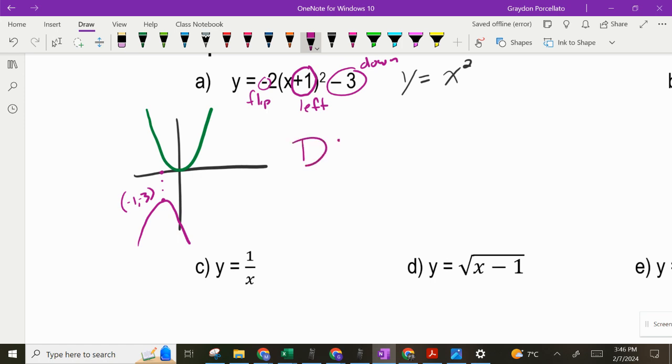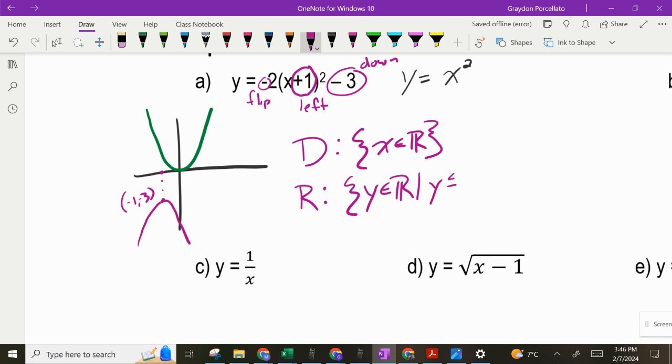Absolutely. Our domain is x is an element of all real numbers. Well, that's always the case for a parabola. And our range, well, we can do that as well. Y is an element of all real numbers such that y has to be less than or equal to -3. Okay, it's less than or equal to -3, which is this line right there.